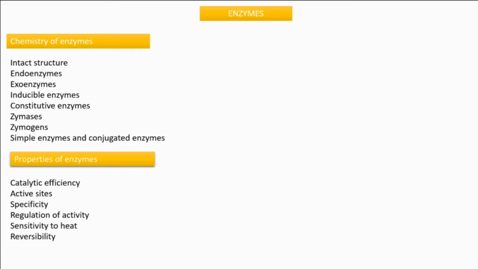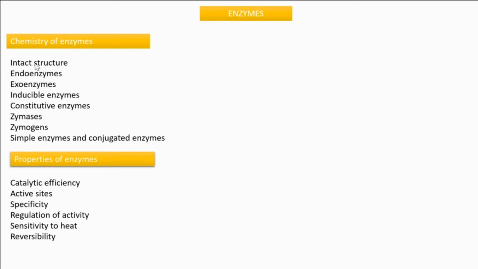Enzymes are biological catalysts produced by living cells. What is its function? It increases the rate of biochemical reactions without being used up in the process. There is a definition. What are enzymes? Enzymes are biological catalysts produced by living cells which increase the rate of biochemical reactions without being used up in the process. Next, we are going to see some of the properties of enzymes.